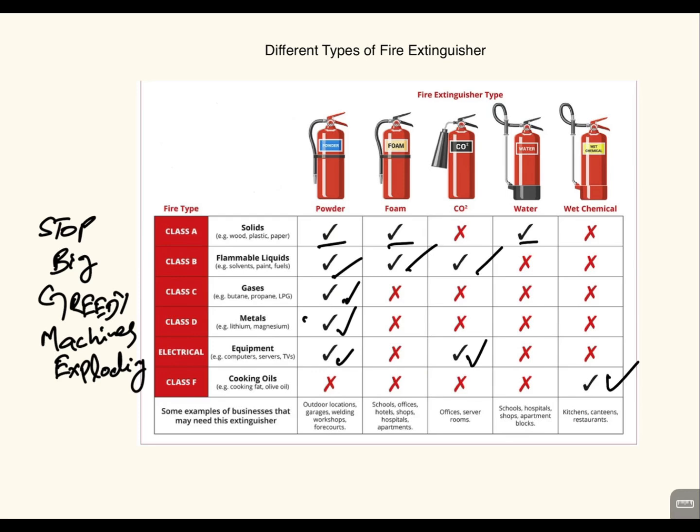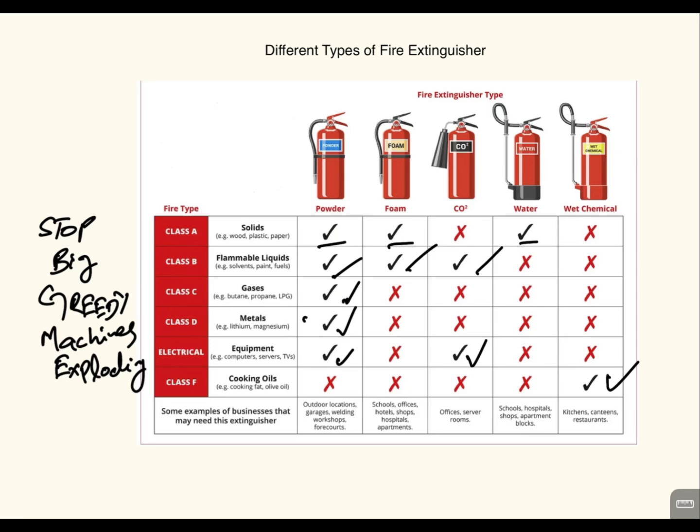So this is how we need to remember it. For data centers and offices, always remember: no water or foam on electrical fires. Use CO2 or powder instead.